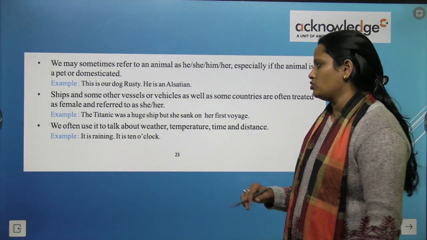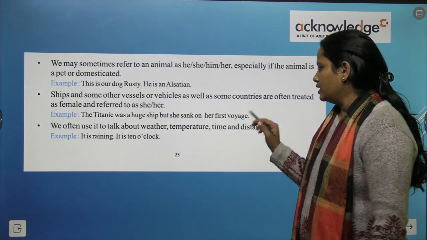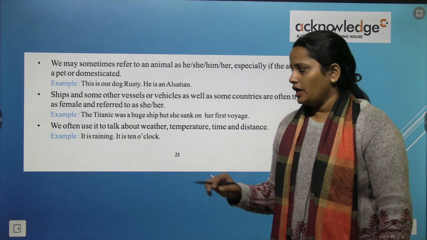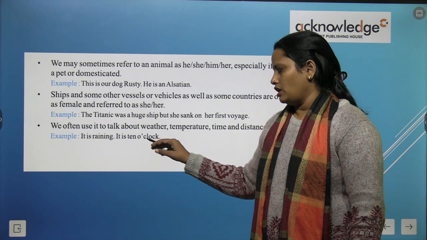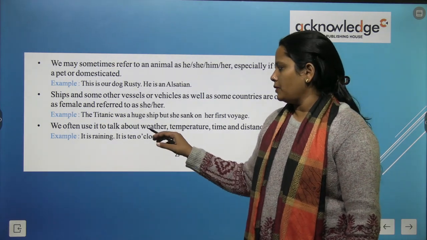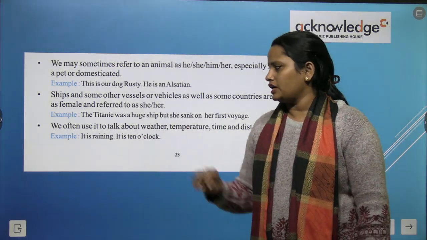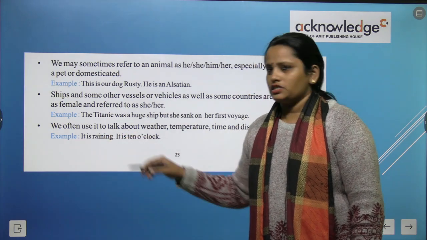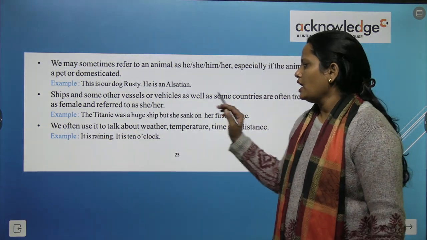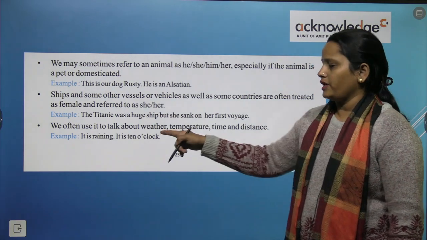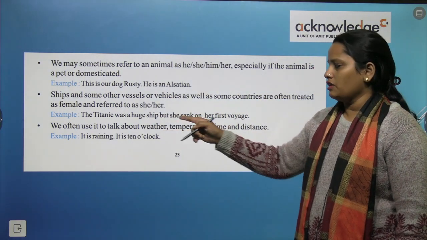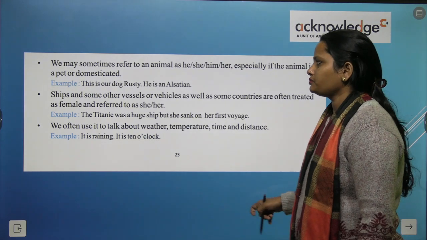We often use it to talk about weather. So weather के लिए भी हम यूज करते हैं, टेम्परेचर के लिए, टाइम और डिस्टेंस के लिए भी। It is raining, it is 10 o'clock. So अब यहाँ पे इन सब चीजों के लिए हमने यहाँ पे it यूज किया है। So it is raining, बारिश हो रही है, and it is 10 o'clock, 10 बज रहे हैं। So here in place of that particular thing we have used it.